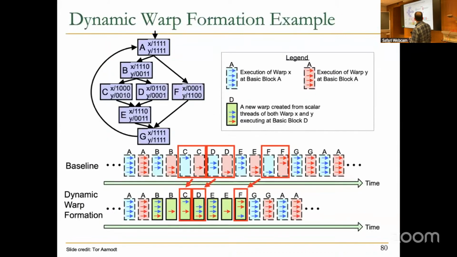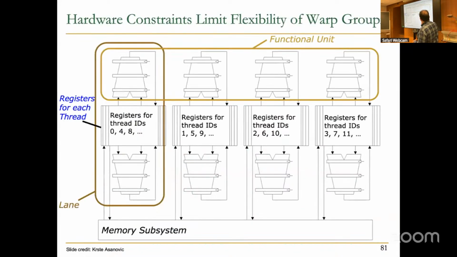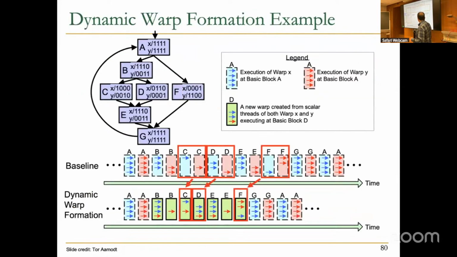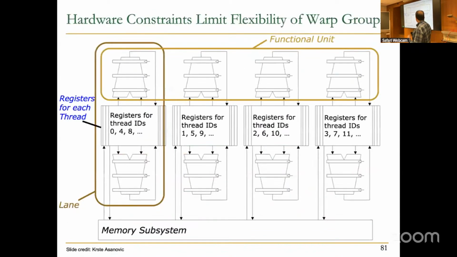But at E, there was no win, right? No, unfortunately, because one of the threads conflicts. Okay, but that's exactly what I talked about. Can you move any thread flexibly to any lane to fix this issue, so that, for example, here you can combine them? Well, you can, but that would cause a lot of complexity, so people don't do it.